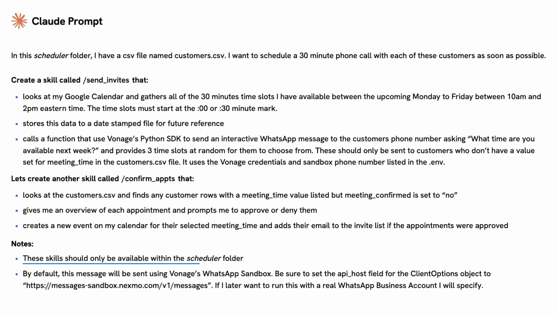We also add a couple notes as well. One being that these skills should only be available from within the Scheduler folder. And the second is that by default, the messages will be sent using Vonage's WhatsApp sandbox. And if we want to use a real WhatsApp business account number, we will specify that. The reason that's important to note is because the API host changes based off of if it's in the sandbox or if it's in production.